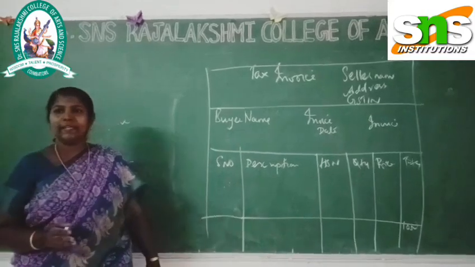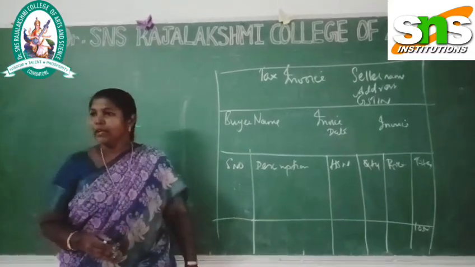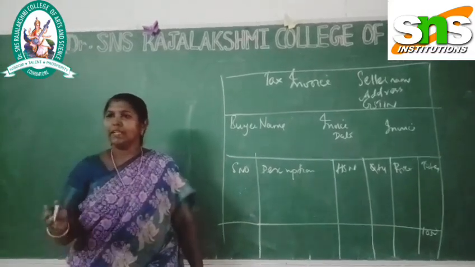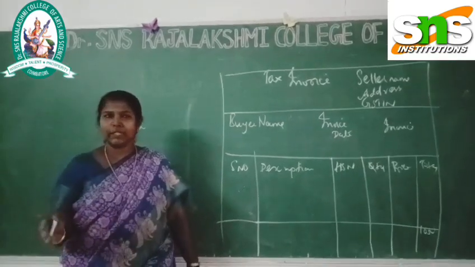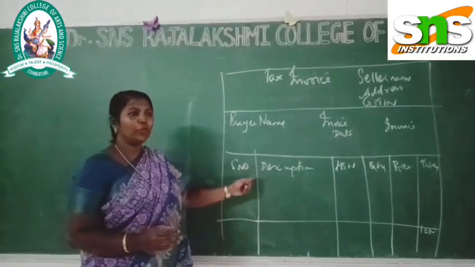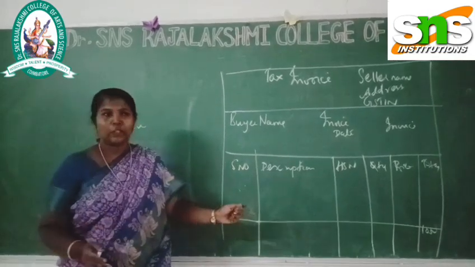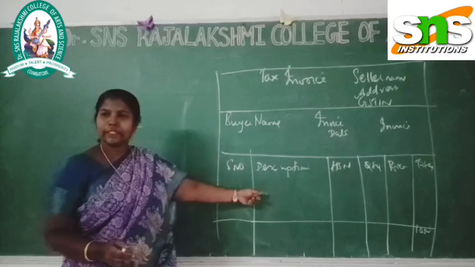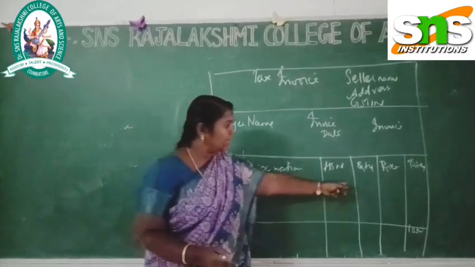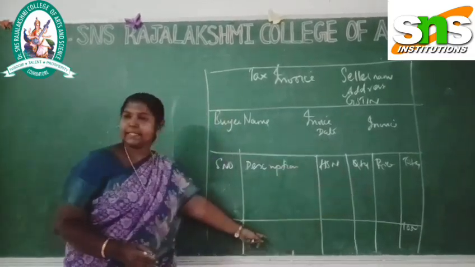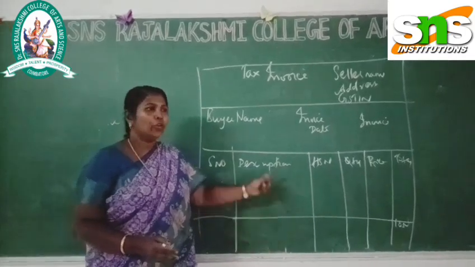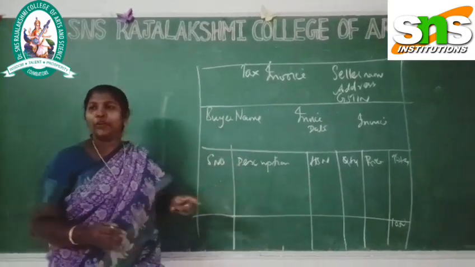Students, I hope you all understand how the tax invoice should be. Here is your assignment: imagine that you are a businessman selling a product. You are going to make an invoice bill and issue it to the buyer. You are going to write the description, quantity, price and the total, along with CGST or SGST. Make a tax invoice and submit it.